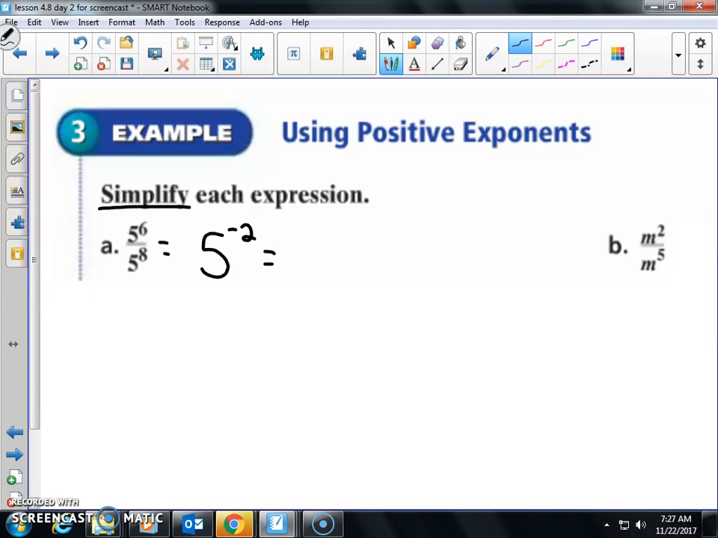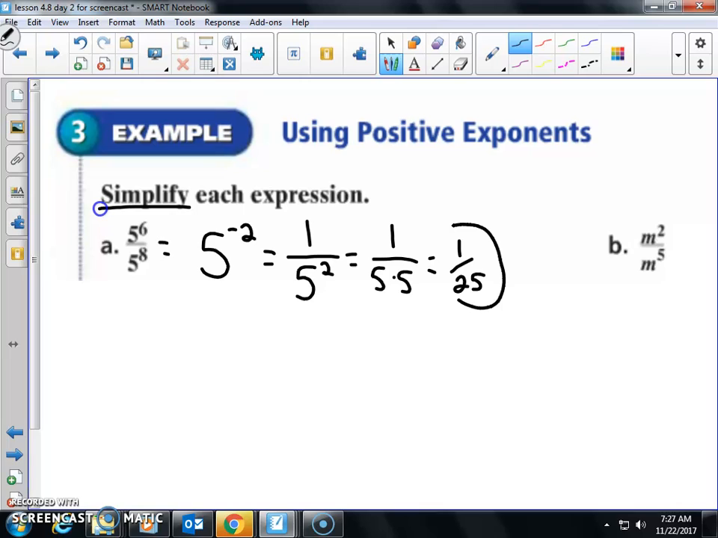Our shortcut says grab that negative sign, stretch it out into a fraction bar. The base and the exponent go to the bottom. Fill in the top with a 1. We have 1 over 5 to the second power, which is 5 times 5, so 1 over 25. That's our answer. Variables are even easier than numbers today. The bases are the same. We keep the base of m.